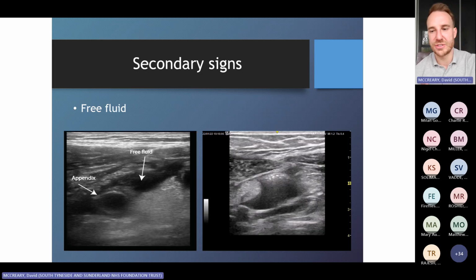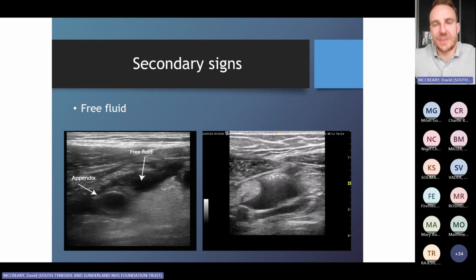Okay, free fluid. So free fluid you'd think means everything, but actually I don't think it does. I think radiologists would tend to agree. If it's localized to the appendix like this, I think fair enough. We can see a big appendix, we've got free fluid, fair enough. And I'll be honest, both of these cases, this is my case as well, and this was appendicitis.